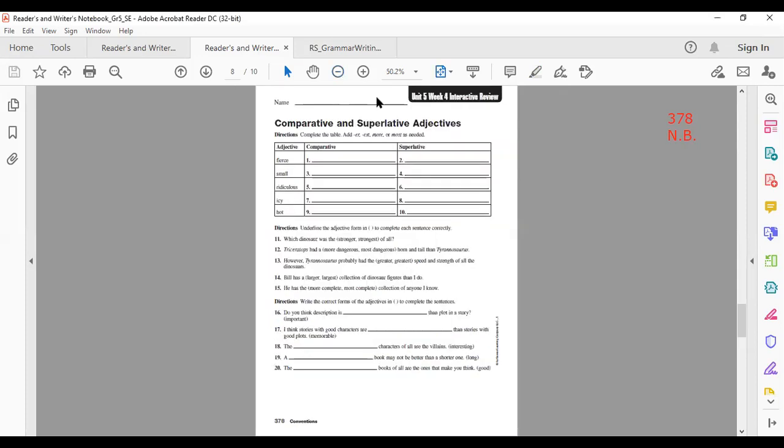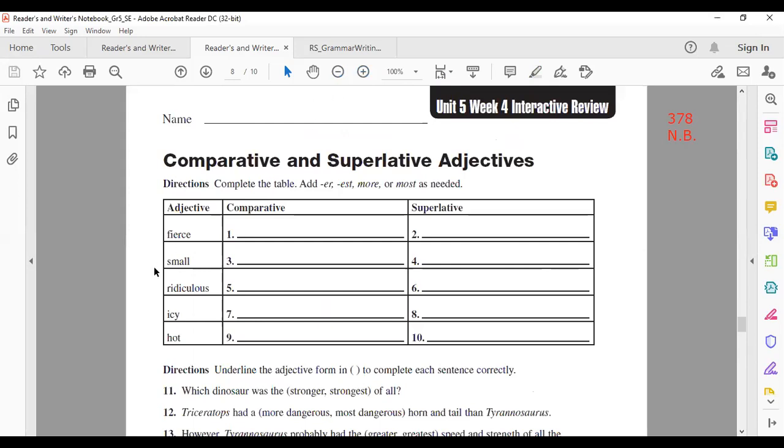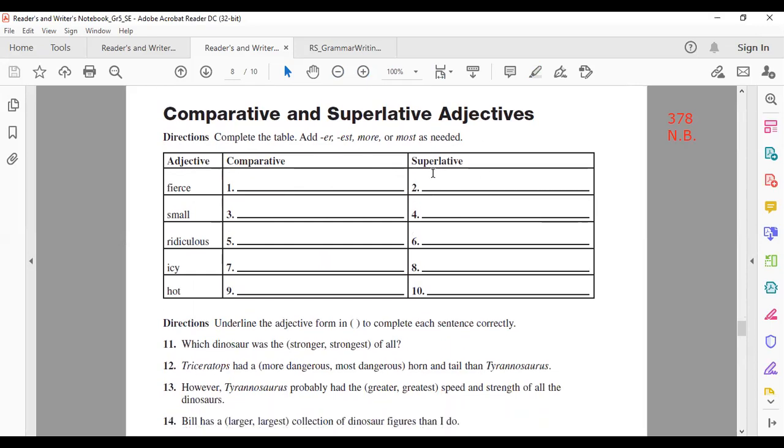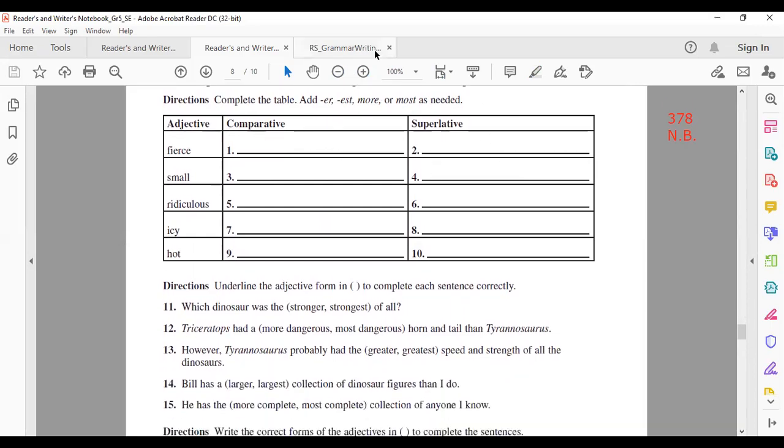Now complete the table by adding ER or EST or more or most as needed. Now we have, this is the comparative and this is the superlative. Each word of them, we want to make it once a comparative and once a superlative. Now how to do it? First, we will go for the first one right here.